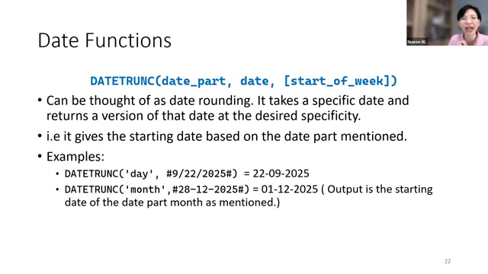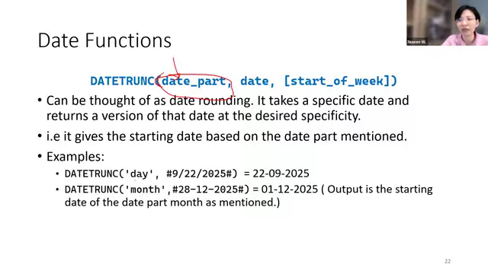Date trunk can be thought of as date rounding. It will take a specific date and then return a version of that date at the desired specificity. For example, the first date of the year, the first date of the month. So in the date part here, it means you want to specify how you round the date.